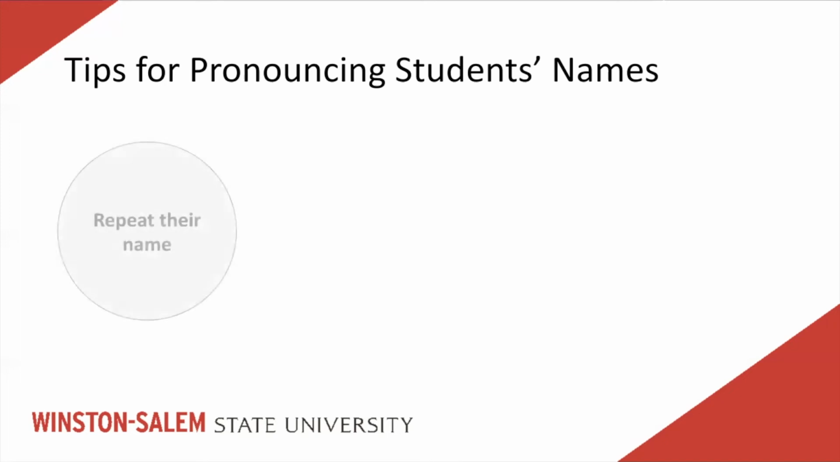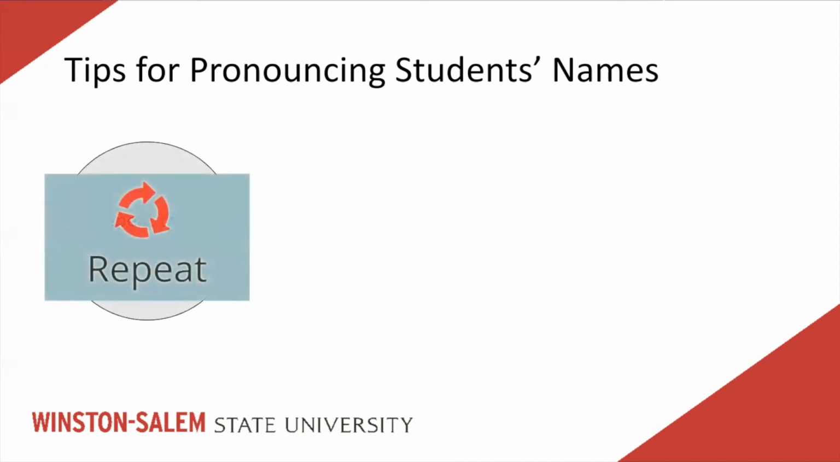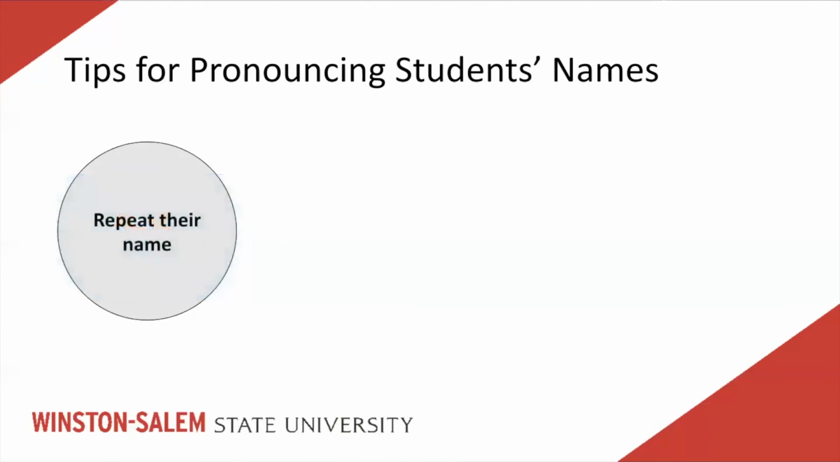First is to repeat their name. A great tip is to repeat a name a couple of times until you get it right. If you're trying to pronounce someone else's name correctly, be respectful and kindly ask them how to correctly pronounce it. Then practice on your own. Double check with them by asking, am I saying your name correctly?